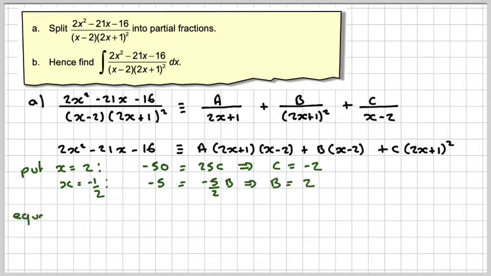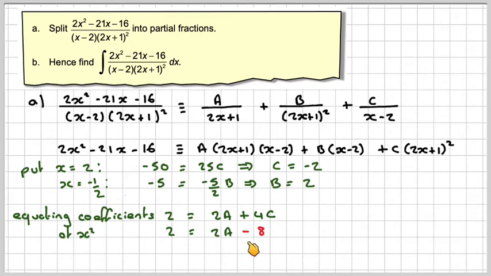Now, in order to find A, I would have to equate the coefficients of x². So there's a 2 here. Here there is a 2A, because it will be 2A times 2x times x. That will give a coefficient of 2A. There will be no x² term here, but here there will be a 4C, because when you expand this, you're going to get 4x² times C. But we got the value of C, it's minus 2, so 2 equals 2A plus 4 times minus 2, which is minus 8. Therefore, 2A is 10, and A is plus 5. Right, we need to write this out, putting these values in instead of A, B, C.